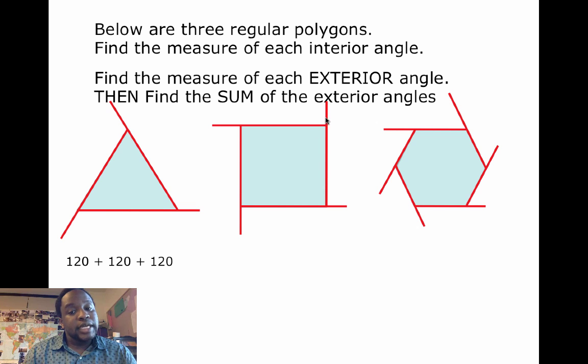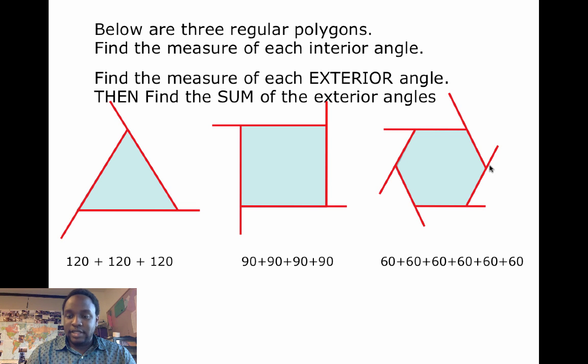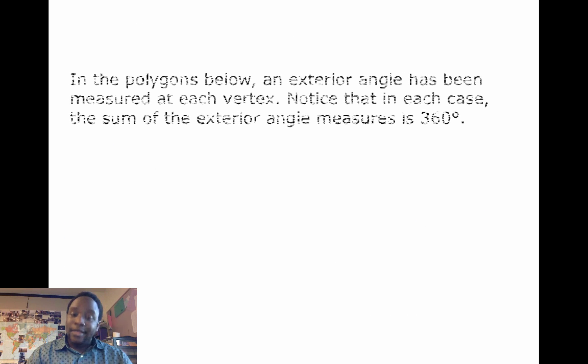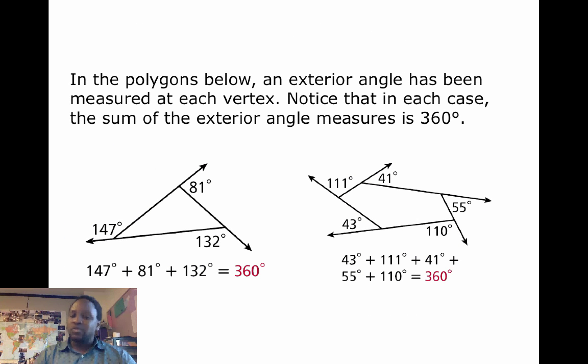For the square, you should get 90, 90, 90, 90. And the hexagon, you should get 60, 60, 60, 60, 60, 60. 6 60s. And it turns out all of these add up to 360 degrees. But this is not just the case for regular polygons. It can also happen for irregular ones as well, but they have to be convex polygons. So everything that we're learning in this section and really from here on out are about convex polygons.